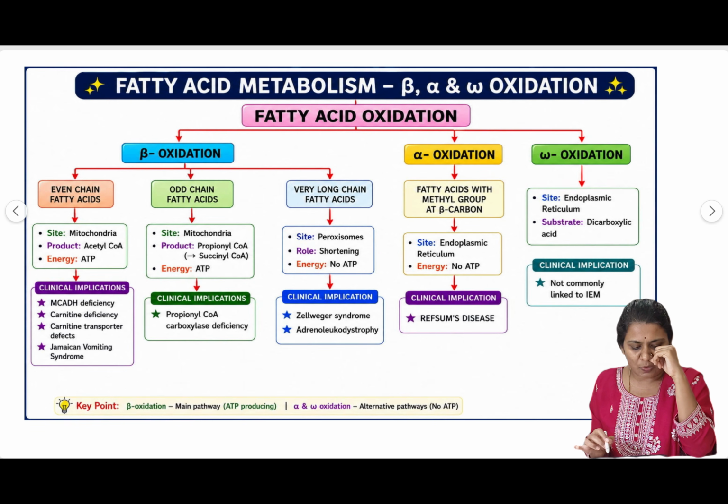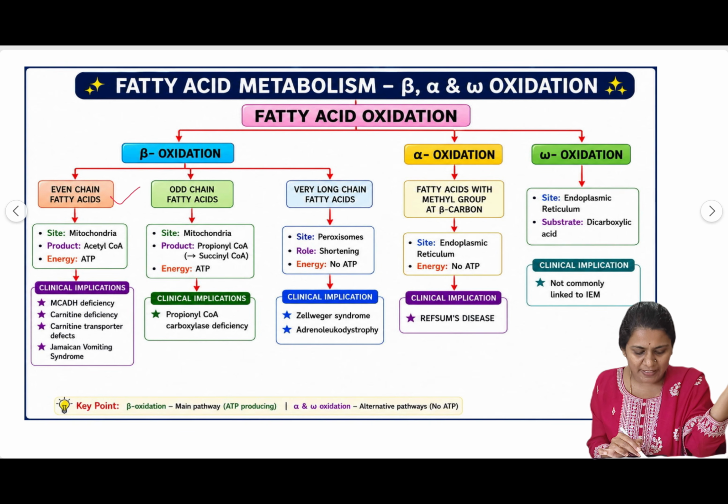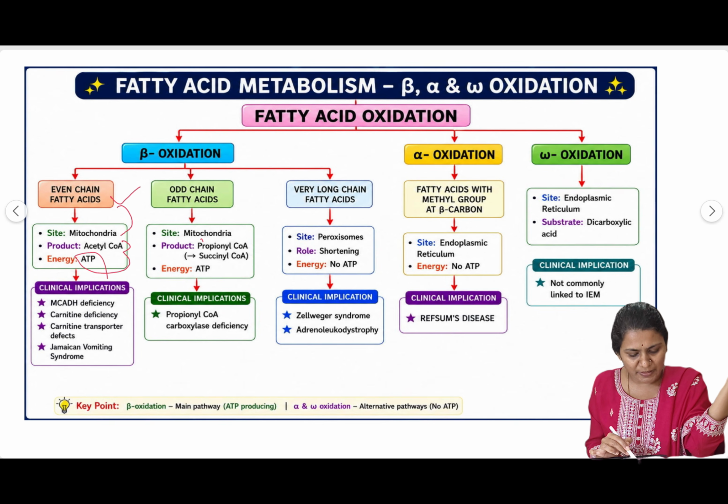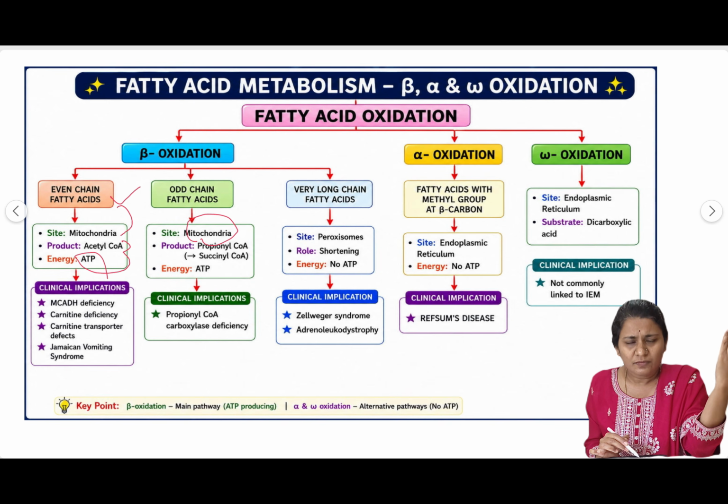There are so many types of oxidation. Even chain fatty acid oxidation takes place in mitochondria, yielding acetyl CoA and then energy production. Odd chain fatty acid oxidation also takes place in mitochondria. Even chain means, for example, 4, 2, 8, 6, 12, so even numbers. Odd chain fatty acids yield propionyl CoA. This propionyl CoA is converted into succinyl CoA, which, as you already know, is an intermediate product of the TCA cycle. So energy production is there.